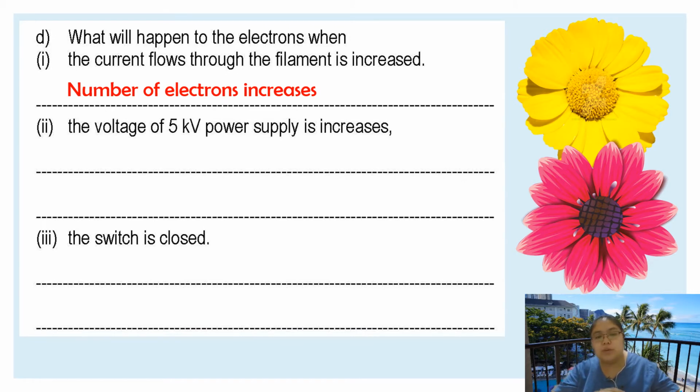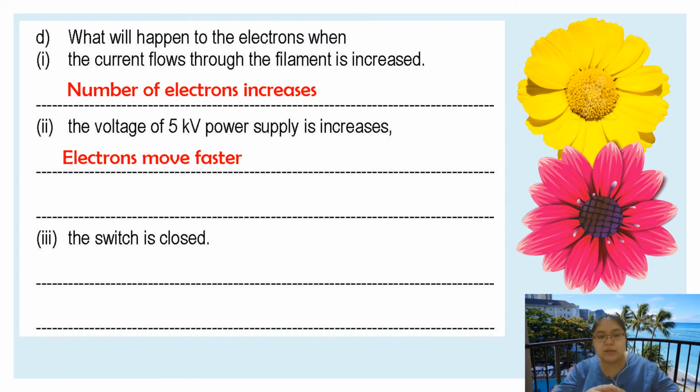Number 2, they say the voltage of the 5 kilovolt power supply is increased. This one we can call an extra high voltage. If the voltage increases, what happens to the electrons? Now the electrons can come out as a cathode ray. So your answer is that the electrons now move faster. Moving faster means they are already out from the surface, and from the cathode they go to the anode and also accelerate. This is the situation when you put extra high tension.